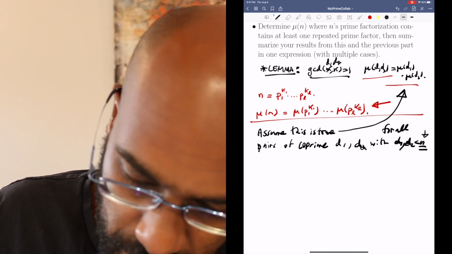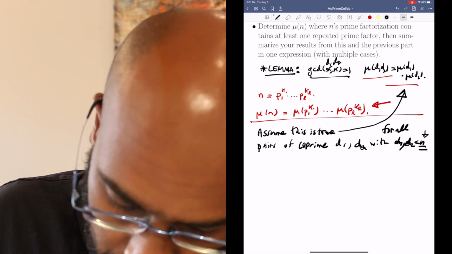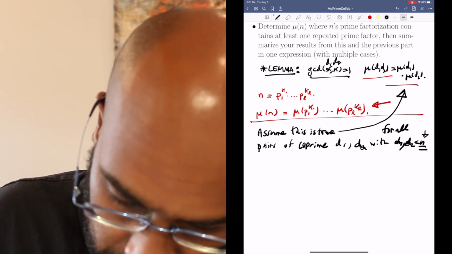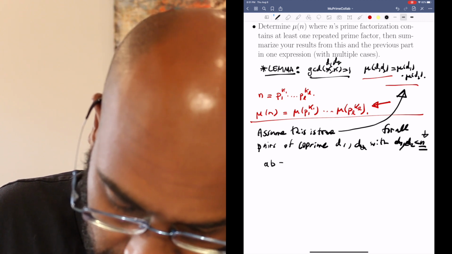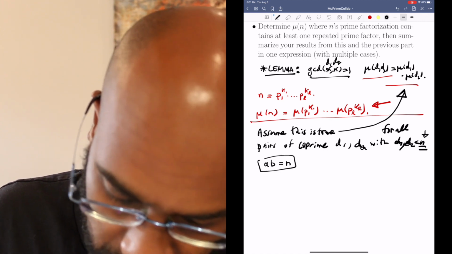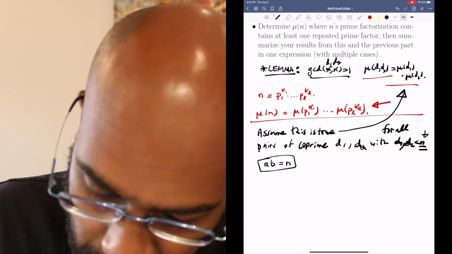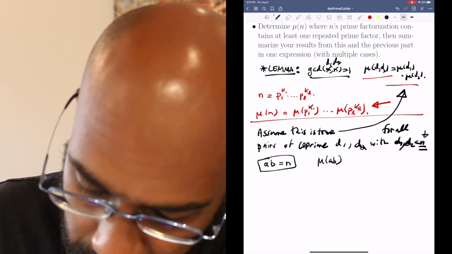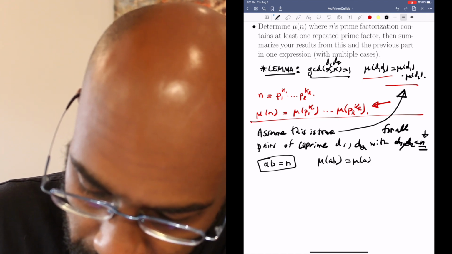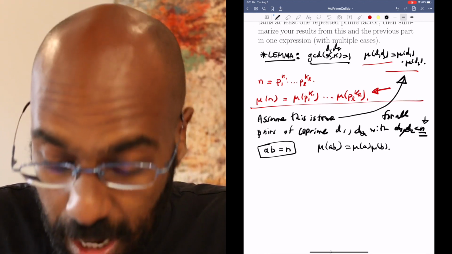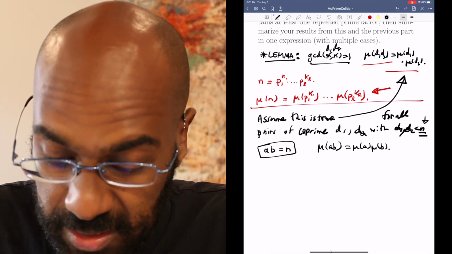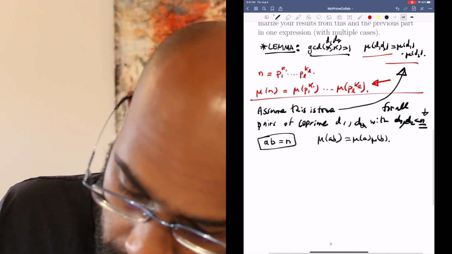Okay, so now let's say we had the product of two things, a and b, that actually equal this fixed positive integer n, and we're trying to prove that mu of ab is equal to mu of a, mu of b. How would we go about doing that? Well, the only thing that we have at our disposal is this definition of what mu is.